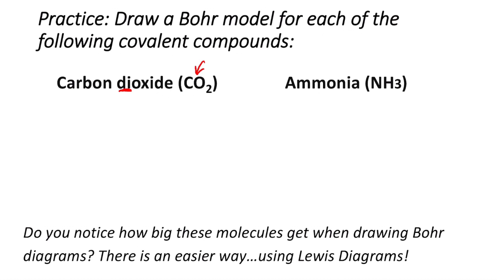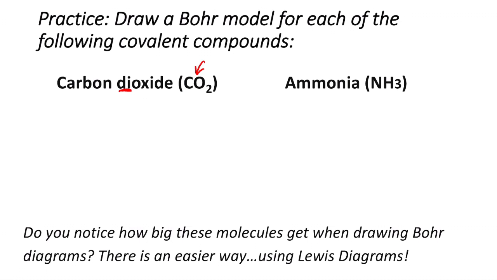Remember again that we're not passing or transferring electrons, we're sharing electrons. So we're going to draw the Bohr models as if they're connected to one another. You only need square brackets for ionic compounds, not covalent, because the electrons are being shared, not transferred.